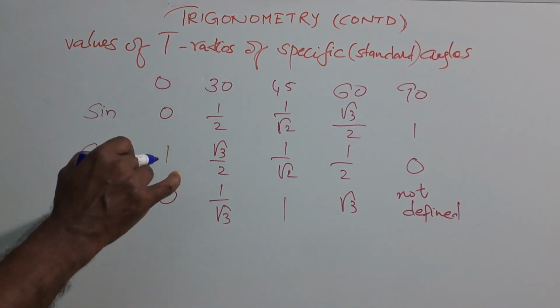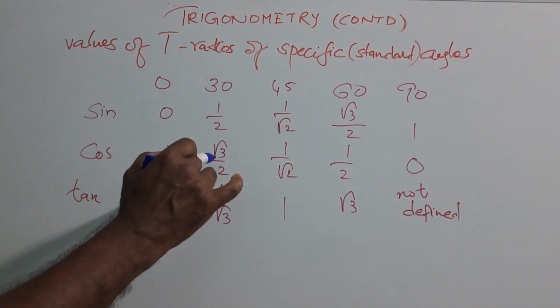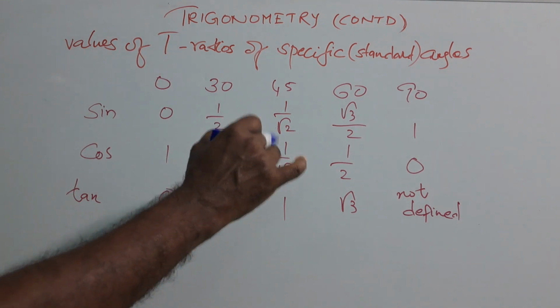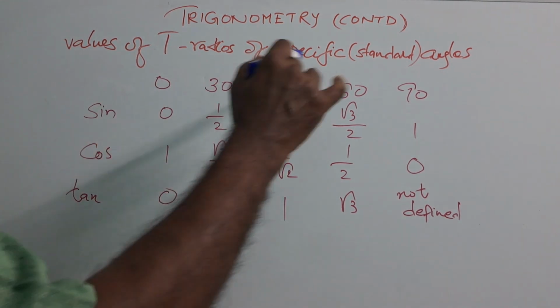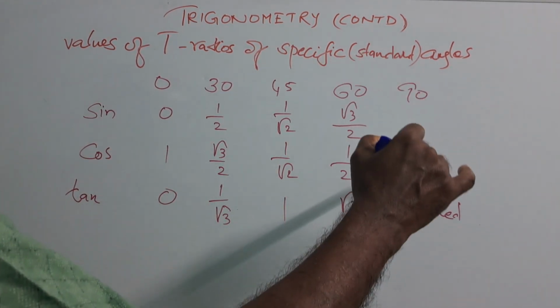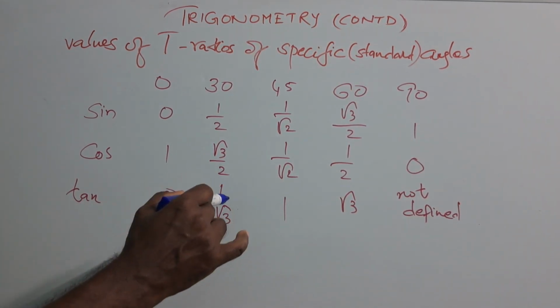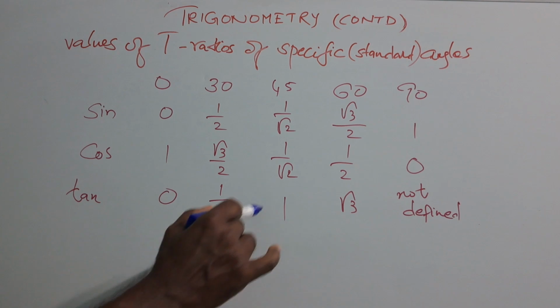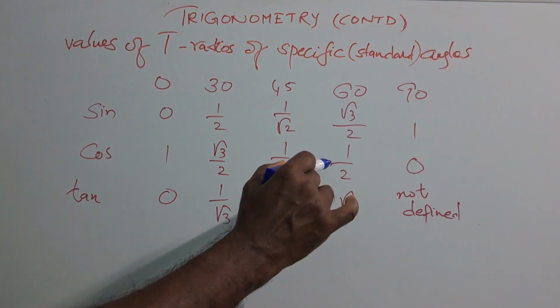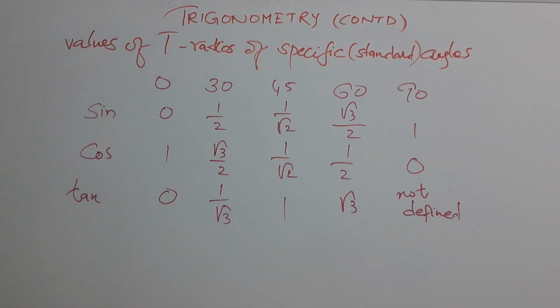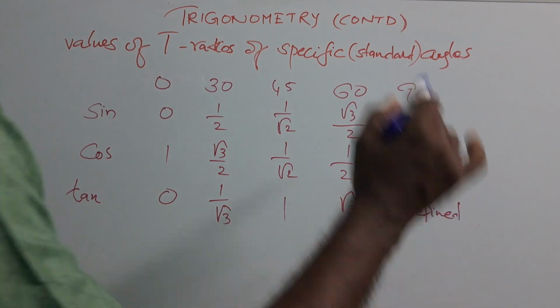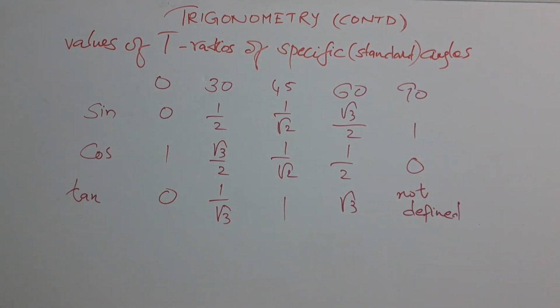Similarly, cos 0 is 1, cos 30 is root 3 by 2, cos 45 is 1 by root 2, cos 60 is 1 by 2, and cos 90 is 0. Tan 0 is 0, tan 30 is 1 by root 3, tan 45 is 1, tan 60 is root 3, and tan 90 is not defined. These are the values of trigonometric ratios of specific angles.